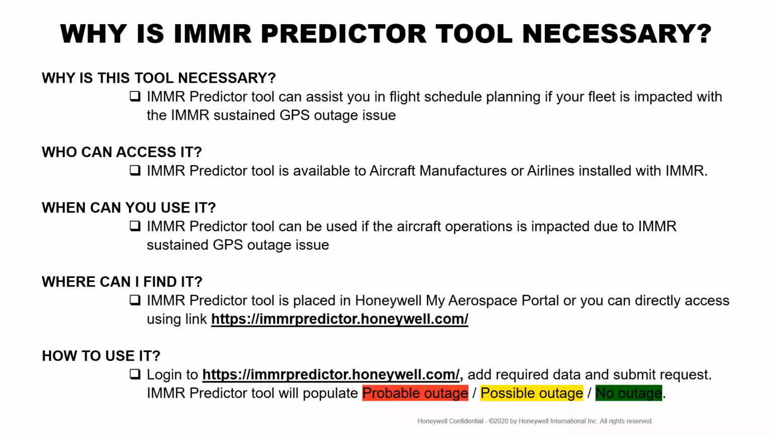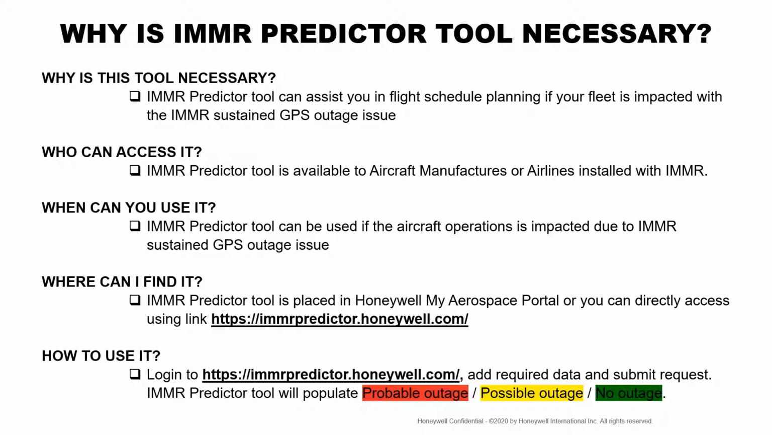So we have a few questions answered for you. Why is this tool necessary? Earlier to this, we gave you a brief description of IMMR's sustained GPS outage issue, and this tool can assist you in flight schedule planning if your fleet is impacted with this particular issue. Who can access it? This tool is available to aircraft manufacturers or airline operators installed with Honeywell IMMR. When can you use it? This tool can be used if your airline operations is impacted due to the IMMR sustained GPS issue.